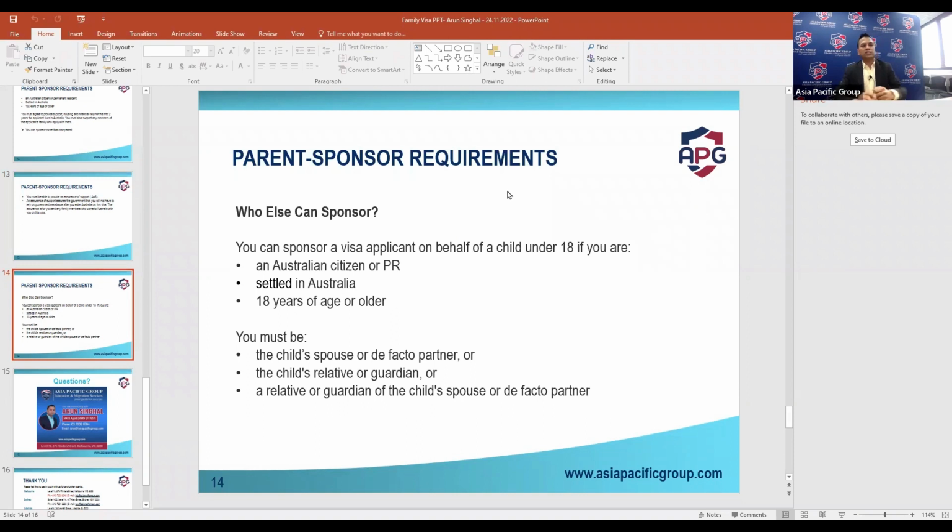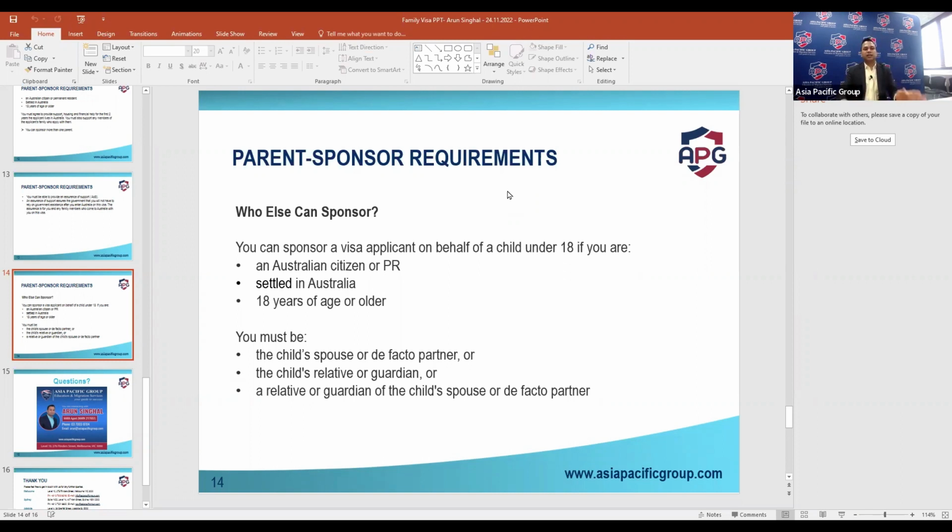So who else can sponsor? Let's say a person is here and they are under 18 years old, and they want to sponsor their parents for a parent visa. We had a similar case. The child was a citizen here because he was living in Australia for 10 years. He was born here, lived here. Parents were also here, on student visas, then on temporary visas. They were not able to get permanent residency.